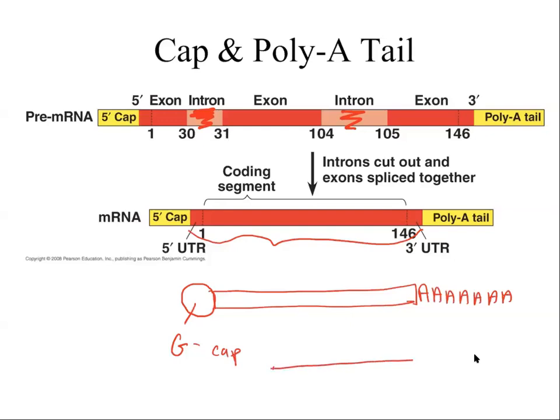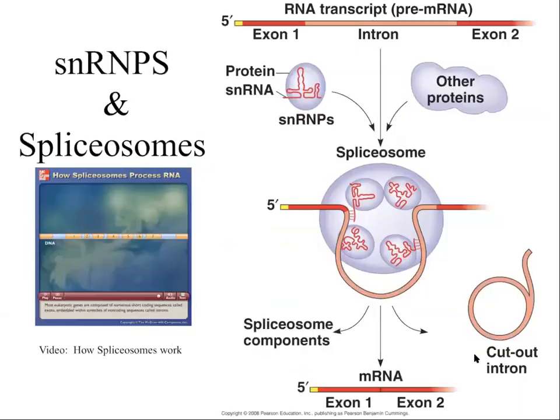So we've got this piece of RNA, the introns are gone. We put a G here, we've got all of our RNA, and then we put a whole bunch of A's out here. The purpose of adding this cap and what we call this poly A tail is that it helps prevent the degradation of the RNA out in the cytoplasm. So it's going to hang around longer when it's got this cap and that poly A tail.